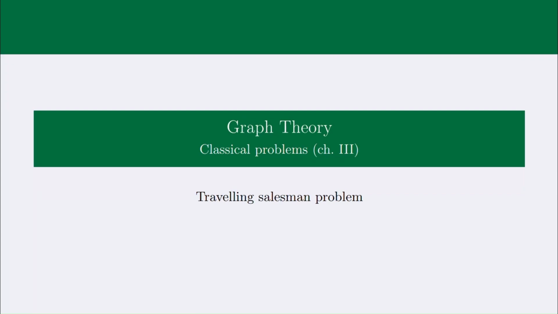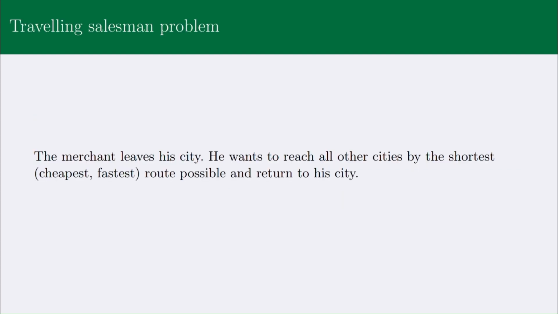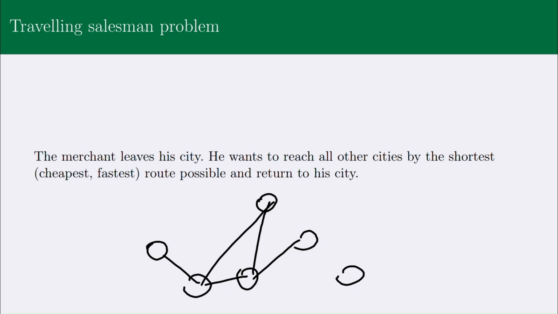Hello. In this lecture, we will talk about the traveling salesman problem. The merchant leaves his city. He wants to reach all other cities by the shortest, cheapest, fastest road possible and return to his city. So what is the situation? There are some cities. There are some roads.